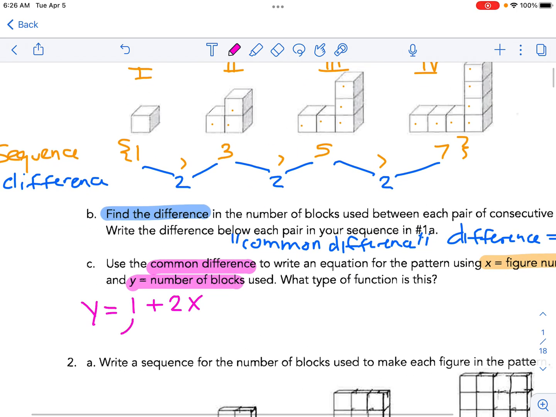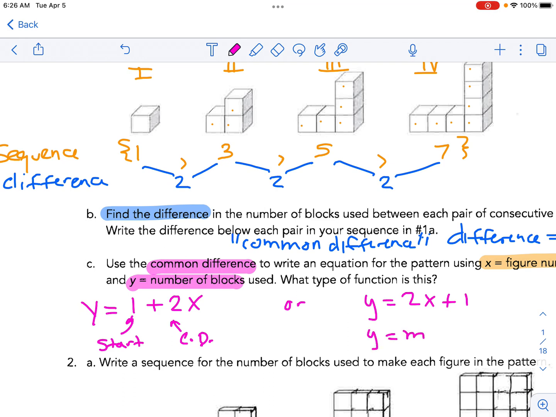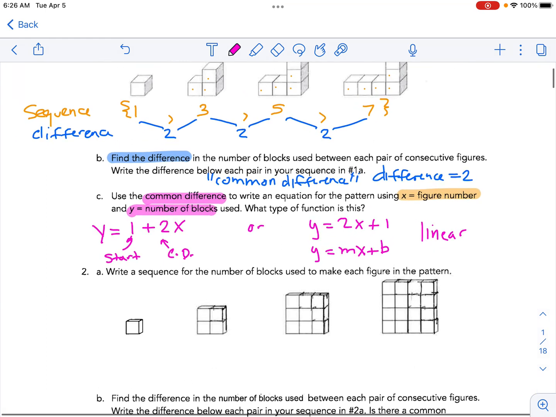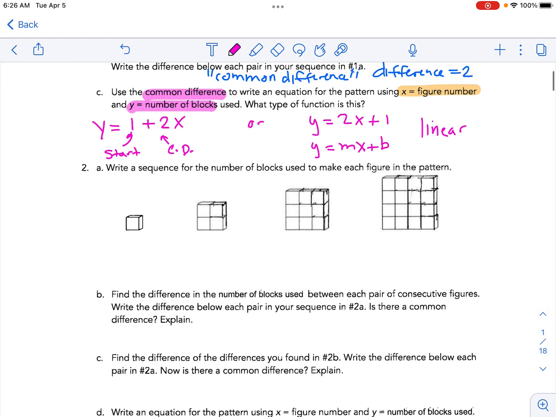This becomes a really recognizable pattern, right? This is our start value, and this is our common difference, we'll call it CD. And it's really the equation for a line, right? If we wrote it 2x plus 1, it would look like mx plus b, that pattern. So we have a linear pattern here.